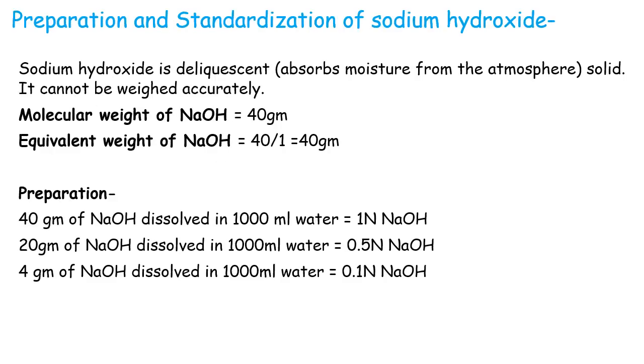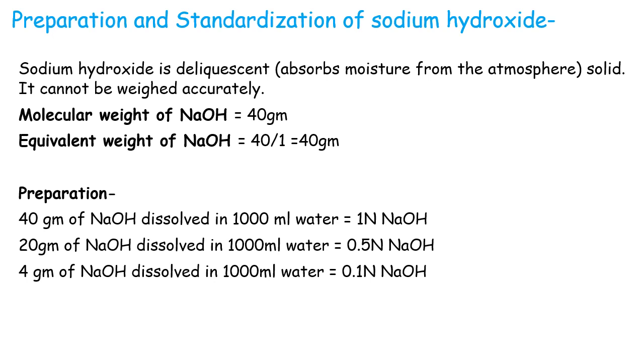Preparation and standardization of sodium hydroxide. Sodium hydroxide is a deliquescent solid, which means it can absorb moisture from the atmosphere. It cannot be weighed accurately. Molecular weight of sodium hydroxide is 40 gram and equivalent weight of sodium hydroxide is also 40 gram because it is a monoprotic base. Preparation.